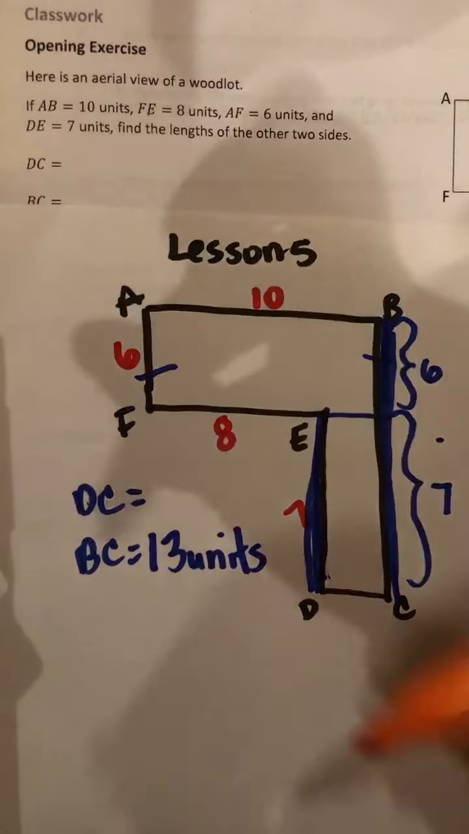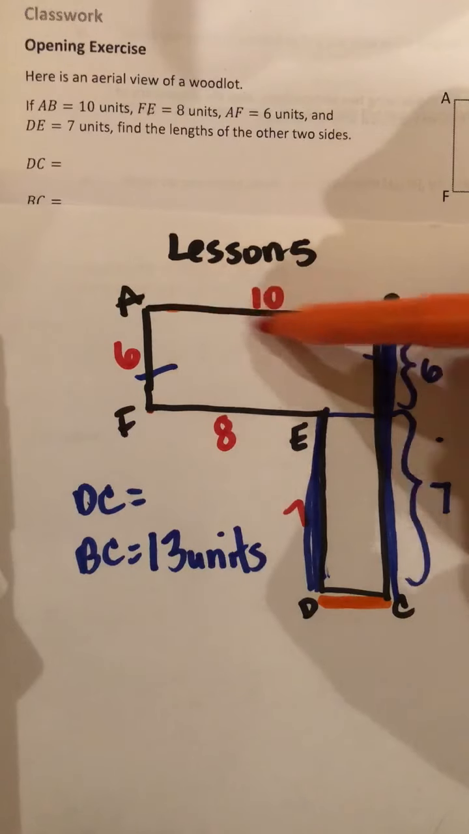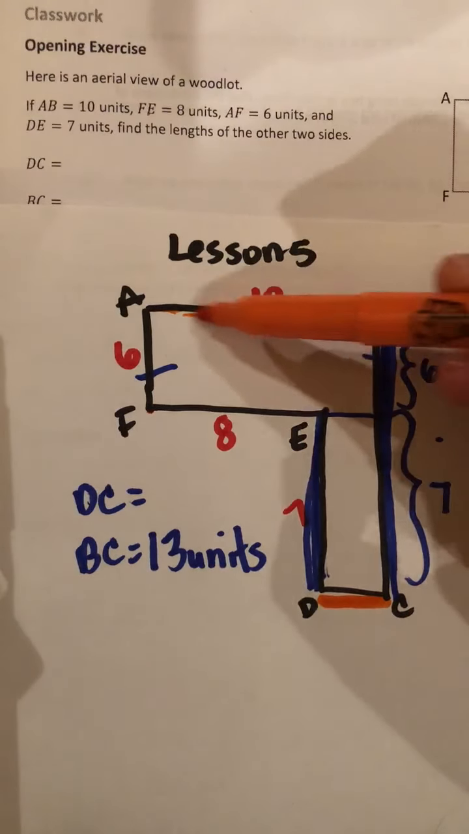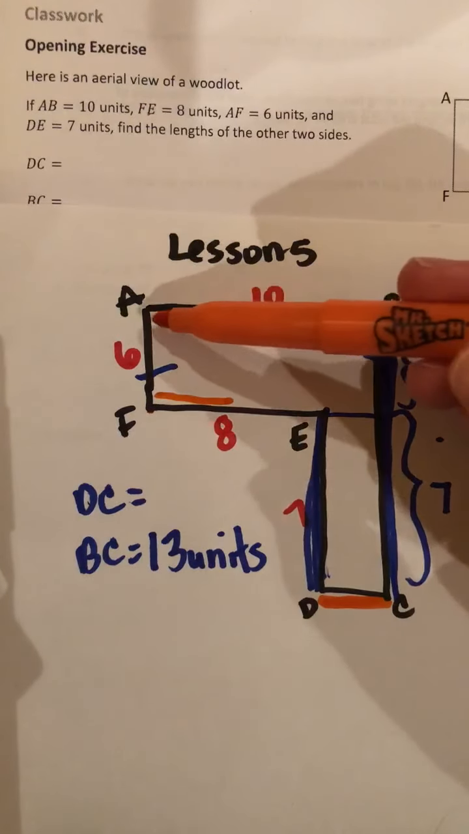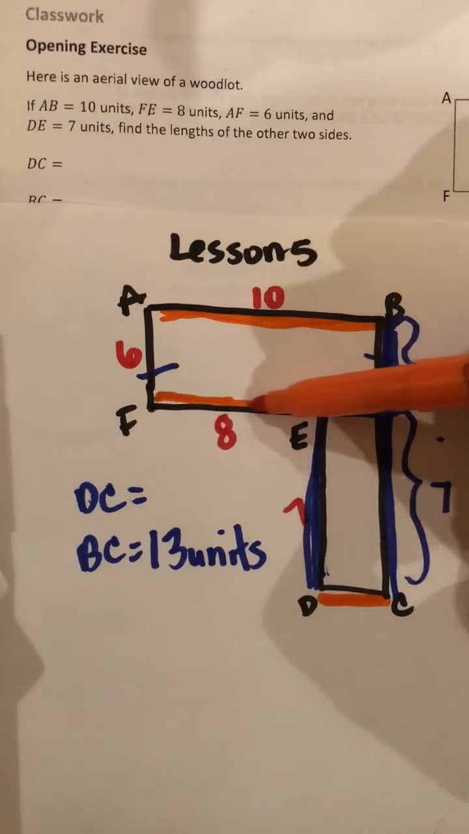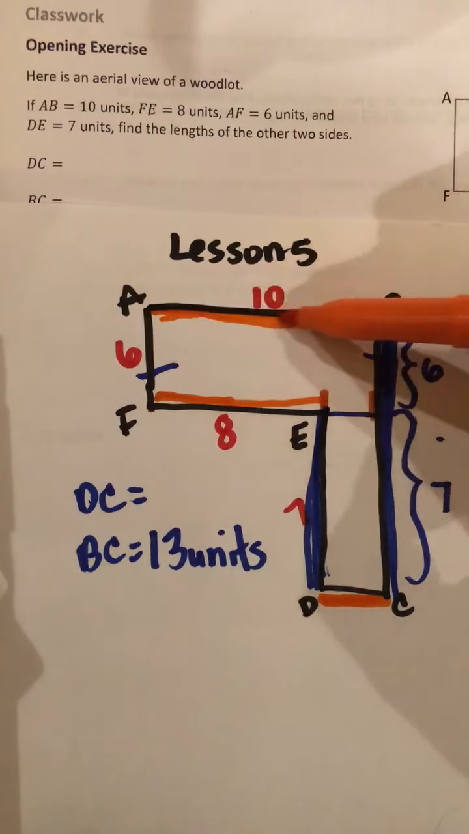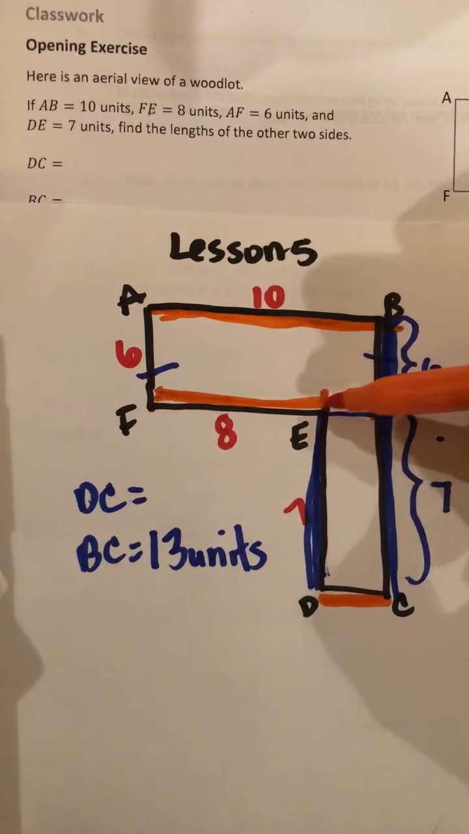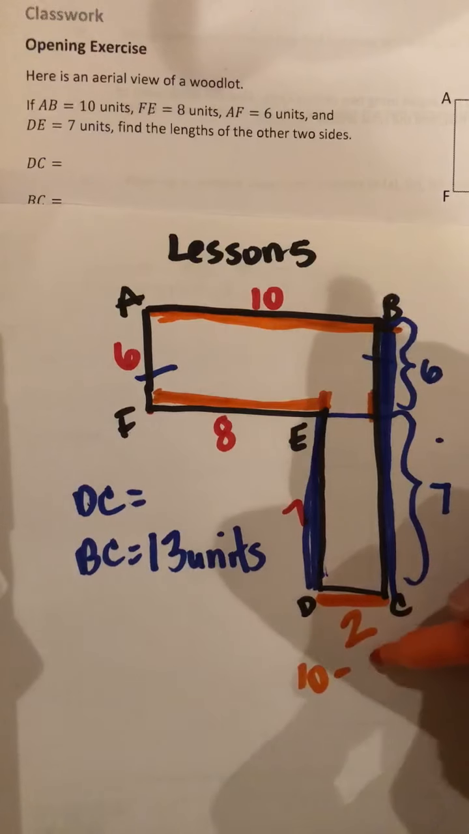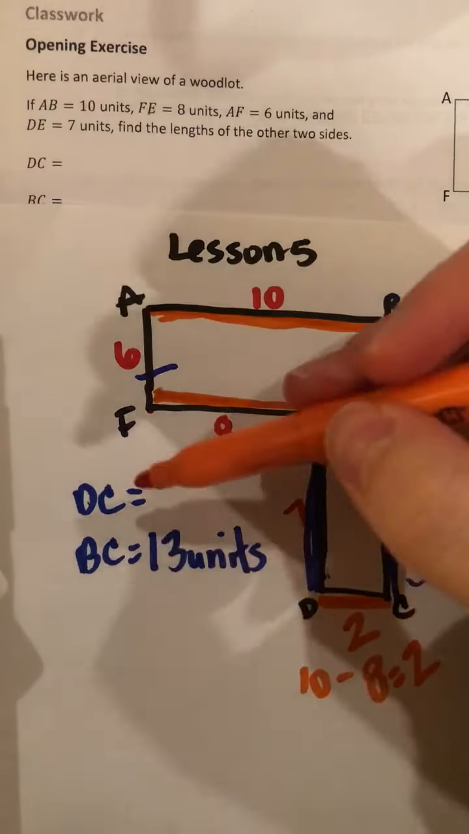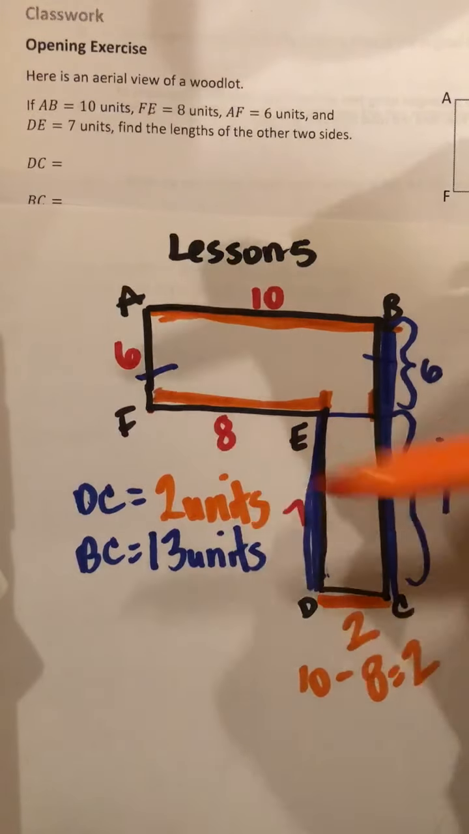Now let's look at DC. We're trying to find this. From here to here, looking at my horizontals, is 10, and I used up 8. So to make from here to here 10, I've used up 8, so what is this piece? It's 2. I found it by doing 10 minus 8 equals 2. So I found that one by using subtraction. This is 2 units.